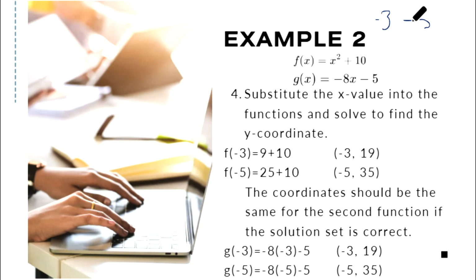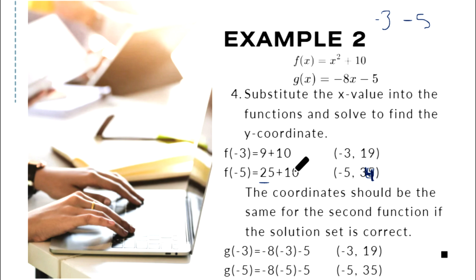All right, and then they're going to take -3 and put it in for g of x. So g of -3 is equal to -8 times -3, which is going to give us positive 24. Don't ask me where they got 25. Okay, plus 10. So 24 plus 10, this should be 34. I mean, I know that. I know that should be 34. That's funny. Way to go, book. The coordinates should be the same for the second function if the solution set is correct. So we should end up with these same things when we plug in these numbers into g.